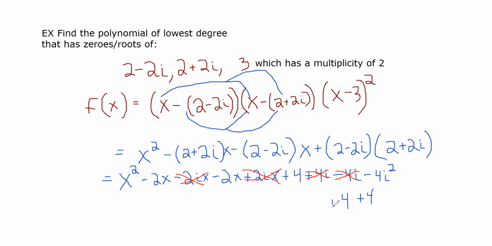Just collecting what's left here. We had minus 2x from here. We have another minus 2x. And then we have x squared at the beginning. So we actually kicked i right out of town by doing all of this. There's no more i's left in this. We're just left with x squared minus 4x plus 8.